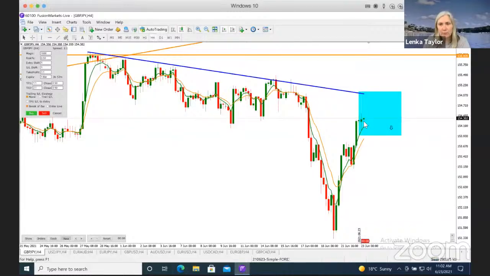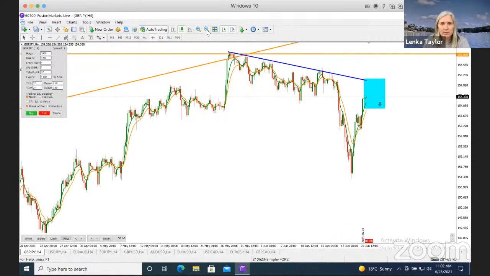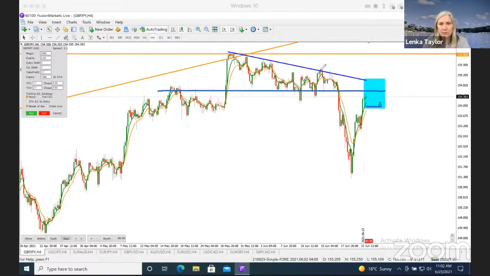In terms of the entry, it would be a little bit below the previous bar. And then I want to place the stop loss just above this area here. If we zoom out, so entry around here, and then probably stop loss above there, so above this area here.